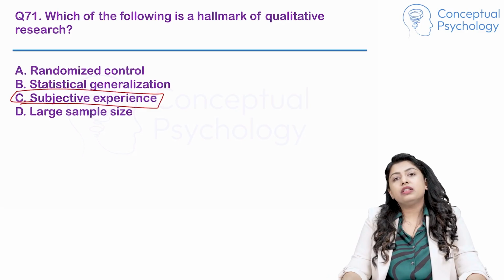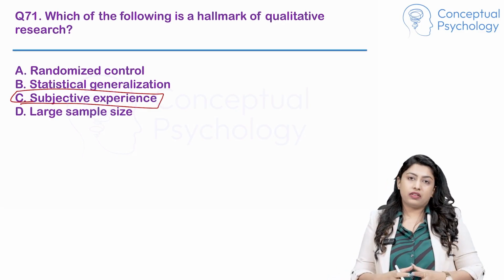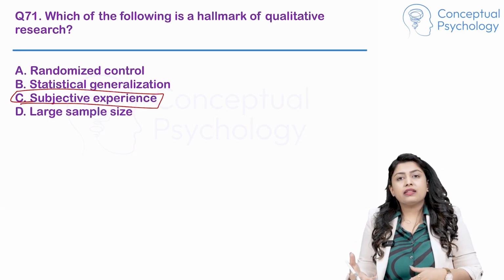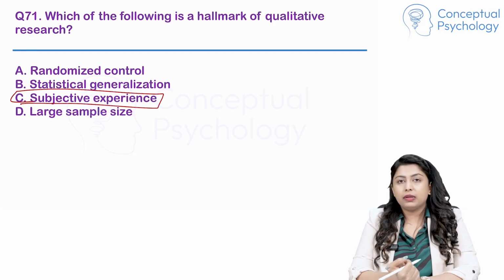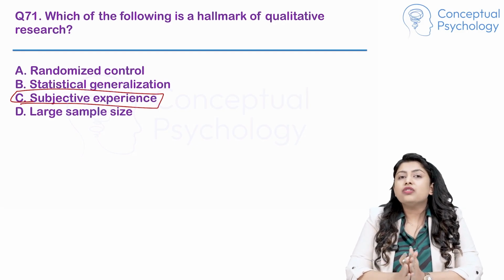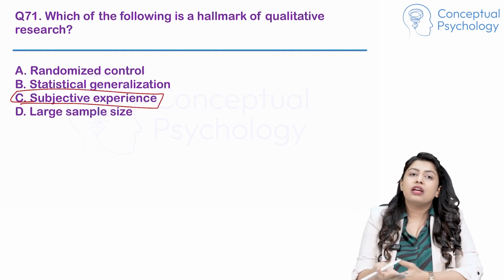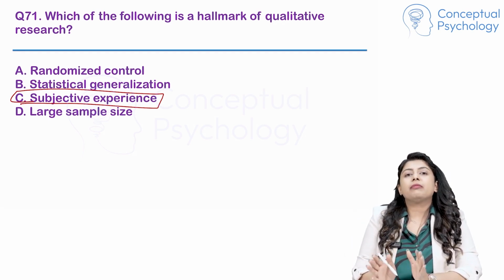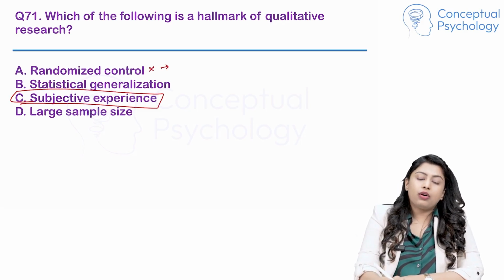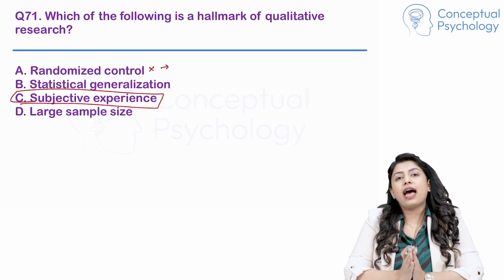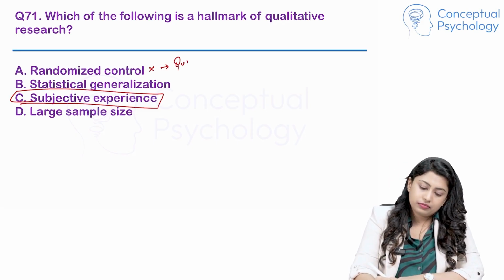So qualitative research is fundamentally concerned with understanding the subjective experiences, the meanings and the interpretations that individuals give to their life and their experiences. So it seeks to understand the phenomena from the participants' perspectives rather than imposing any predetermined categories. Okay. Why is randomized control not the right answer? Because that is a characteristic of quantitative experimental research.